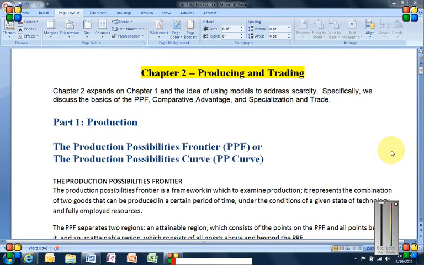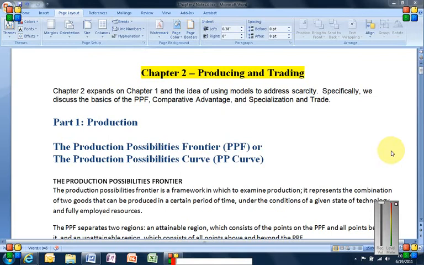So now in Chapter 2 we want to expand on Chapter 1, start to use models, theories, even illustrations to address this problem of scarcity that we began to discuss in Chapter 1. Specifically in Chapter 2 we discussed the basics of the Production Possibilities Frontier, or the PPF, which is also known as the Production Possibilities Curve, or PP curve. As a matter of fact, there are two curves. One is a straight line and one is bowed outward, which shows increasing or accelerating opportunity costs.